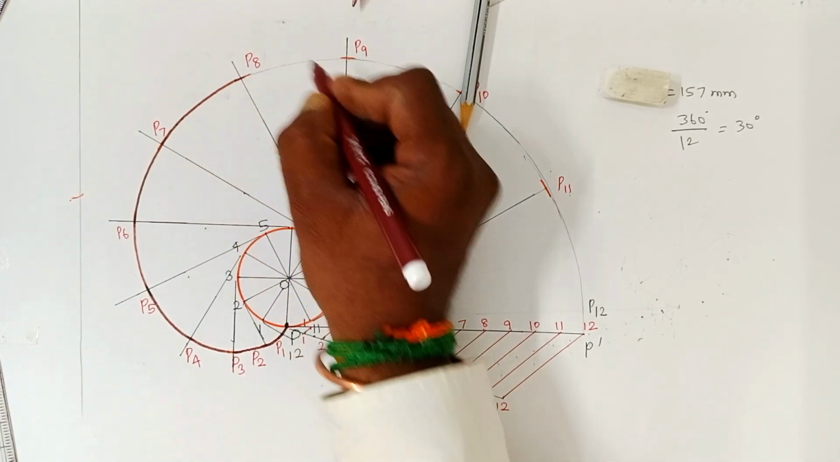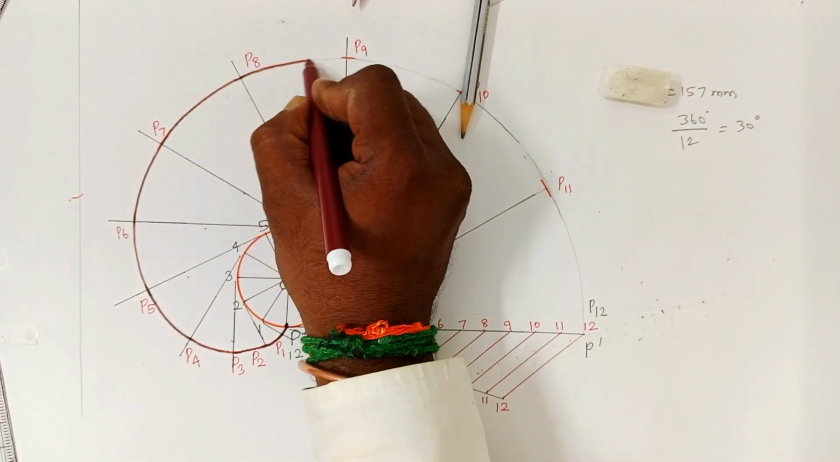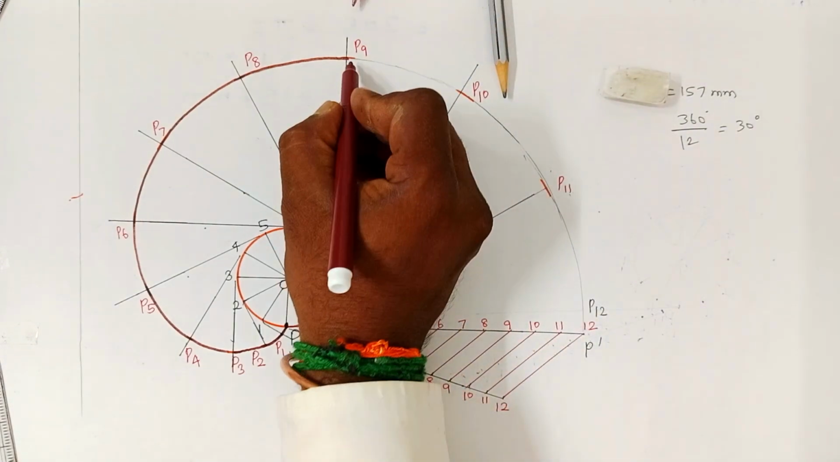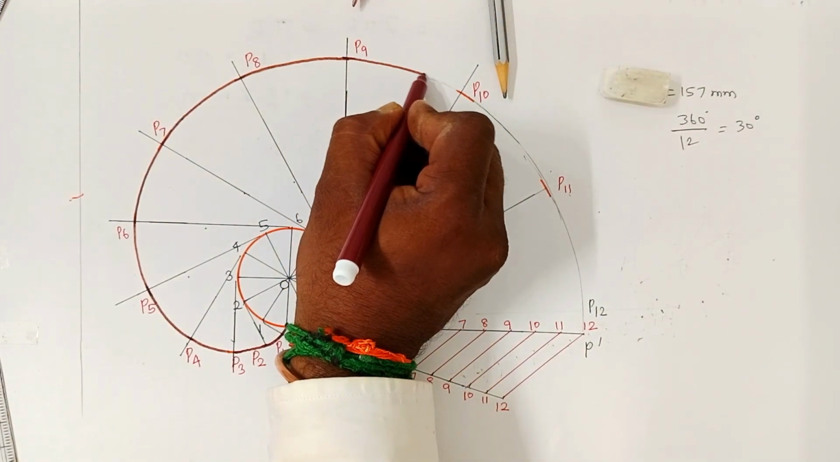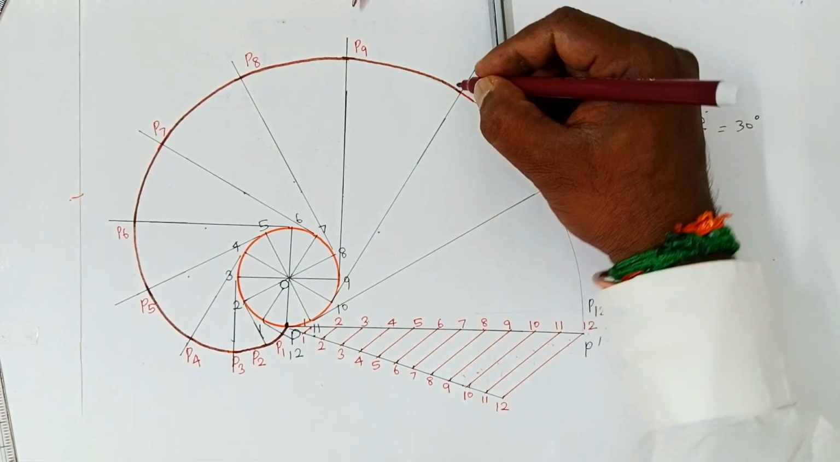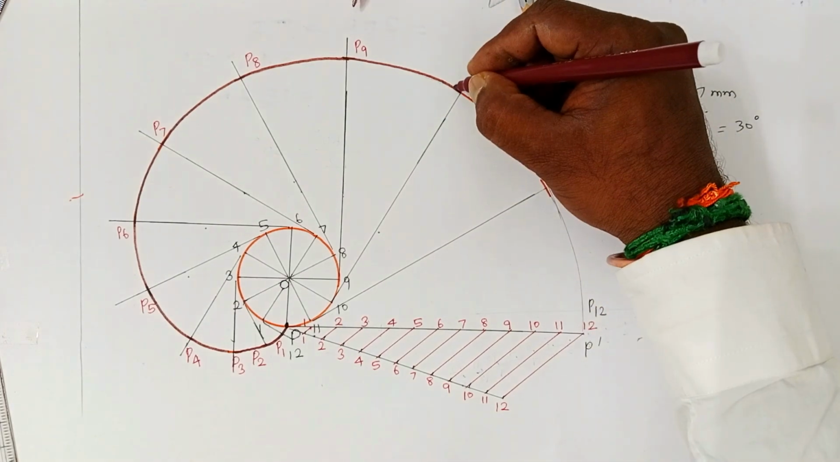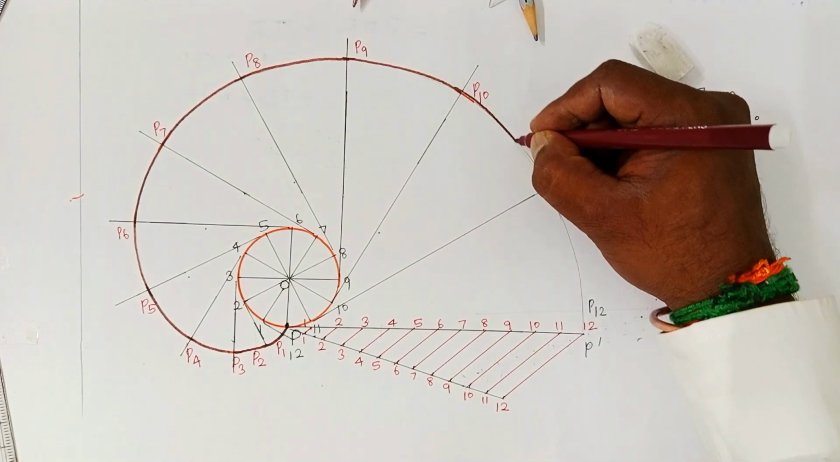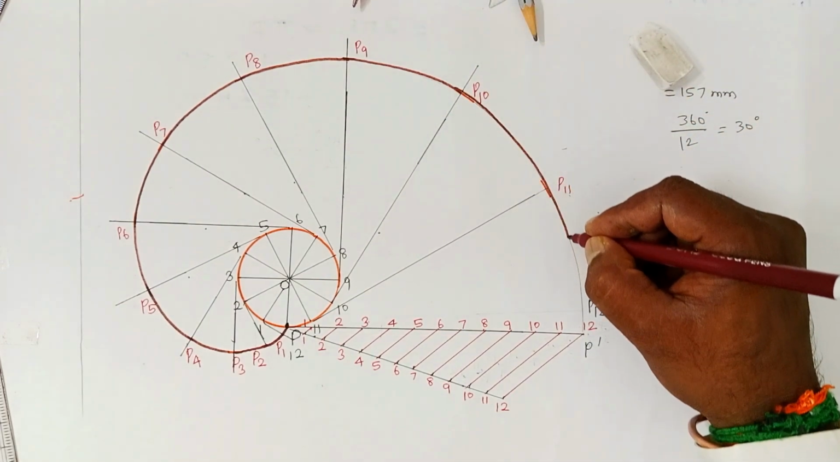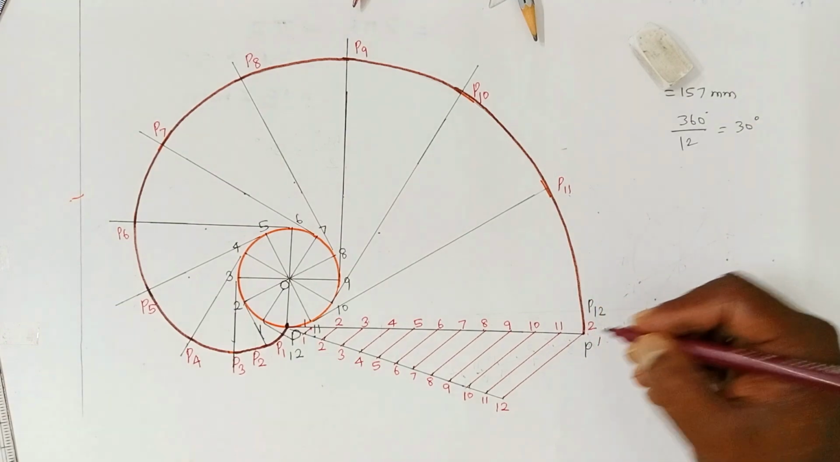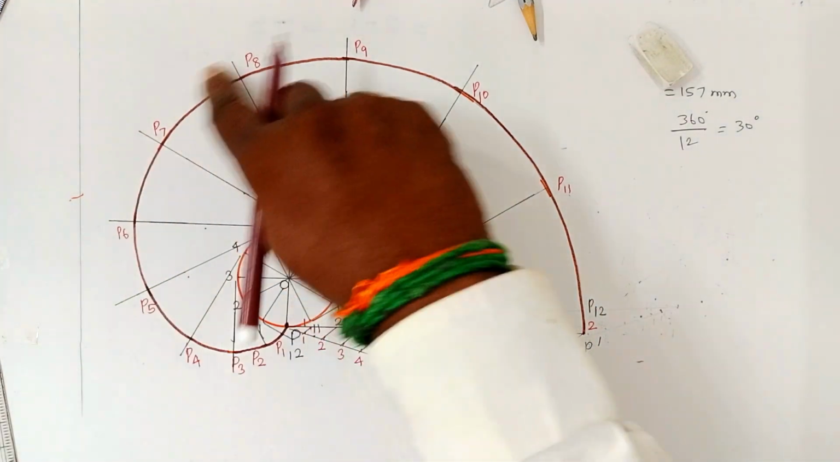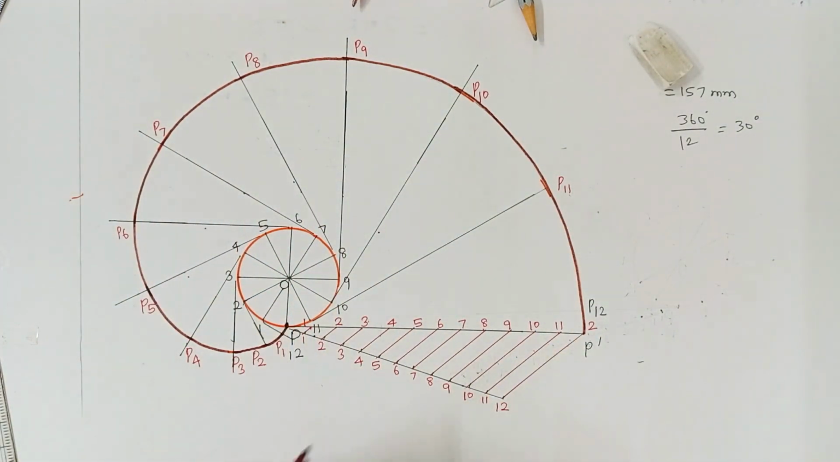P7 with P8, P8 with P9, P9 with P10, with P11, with P12. Yeah, this smooth curvature is called the involute of a circle.